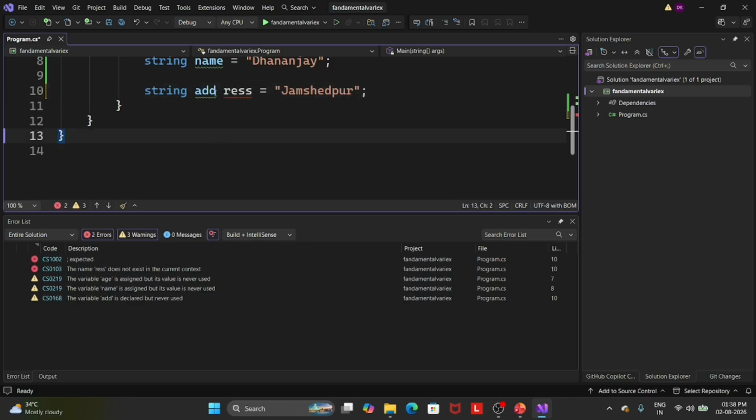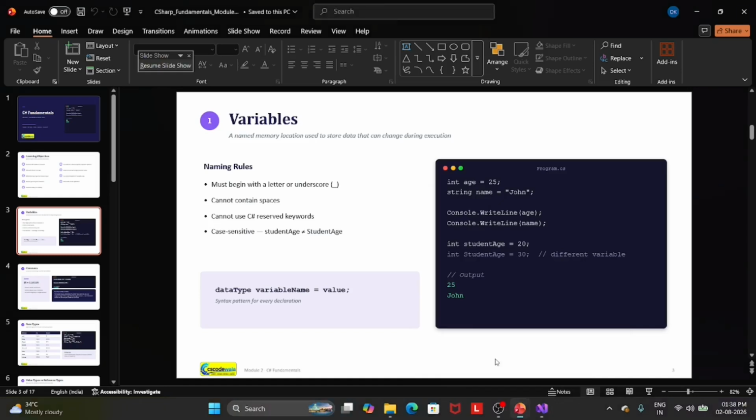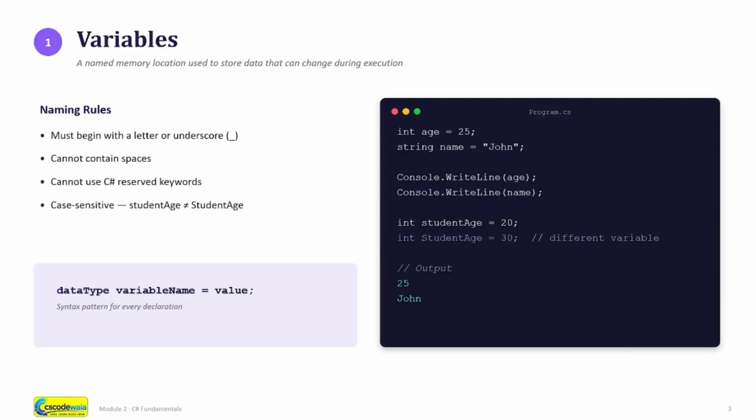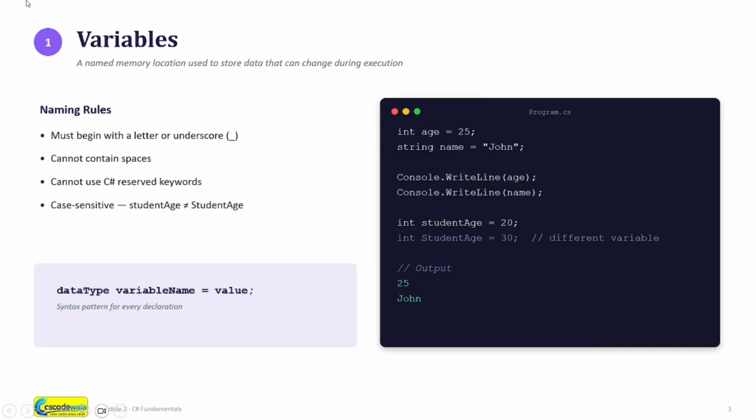This is the error, because a variable name cannot contain a space. A variable name cannot use a C# reserved keyword. A variable name cannot be a C# reserved keyword.